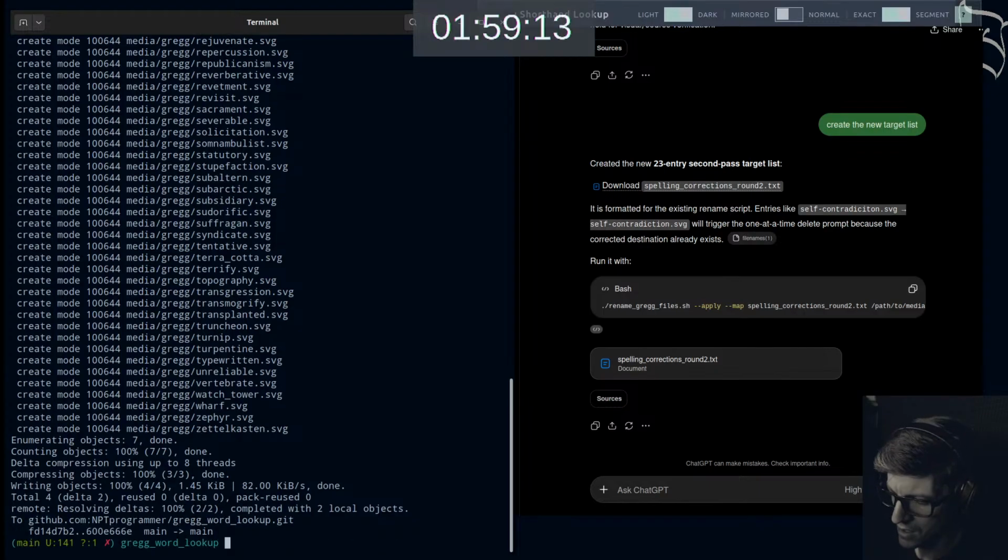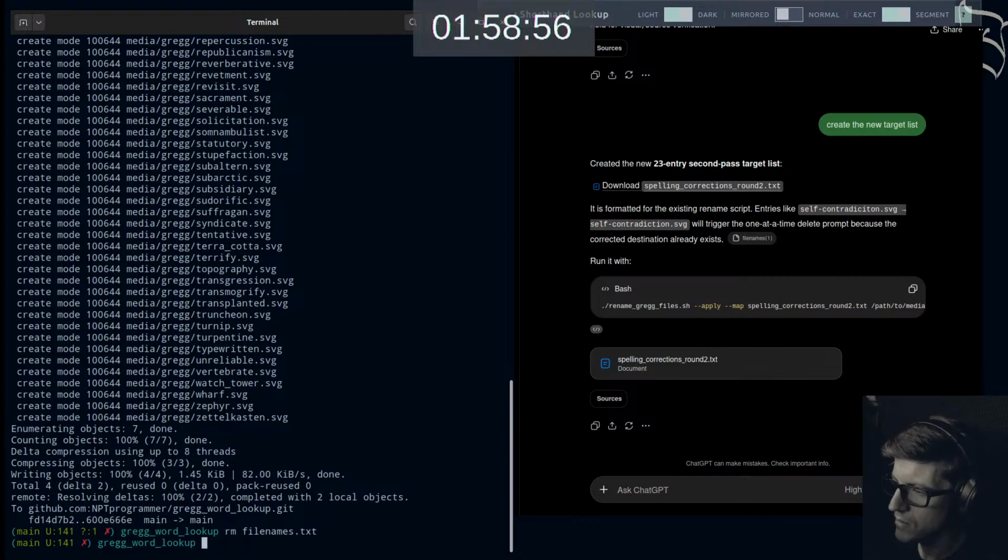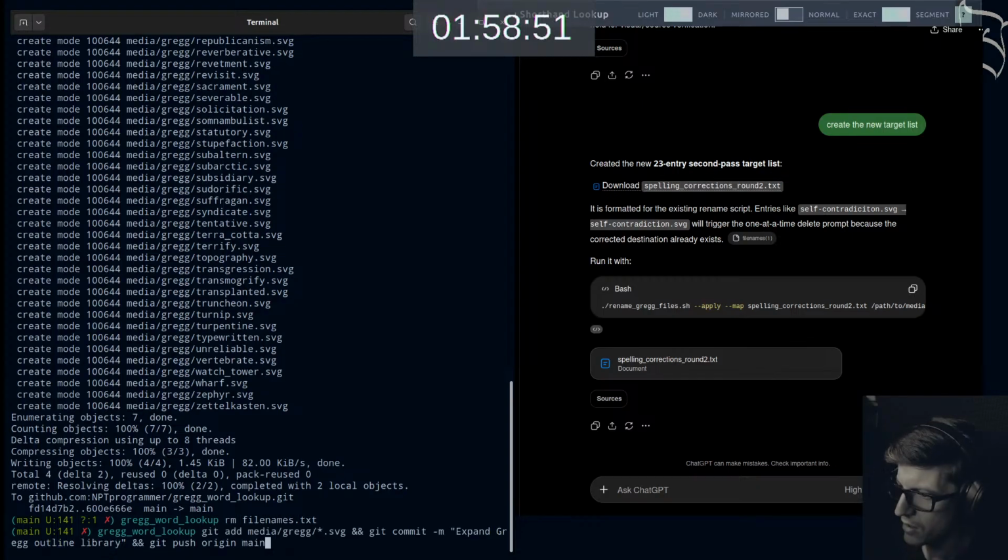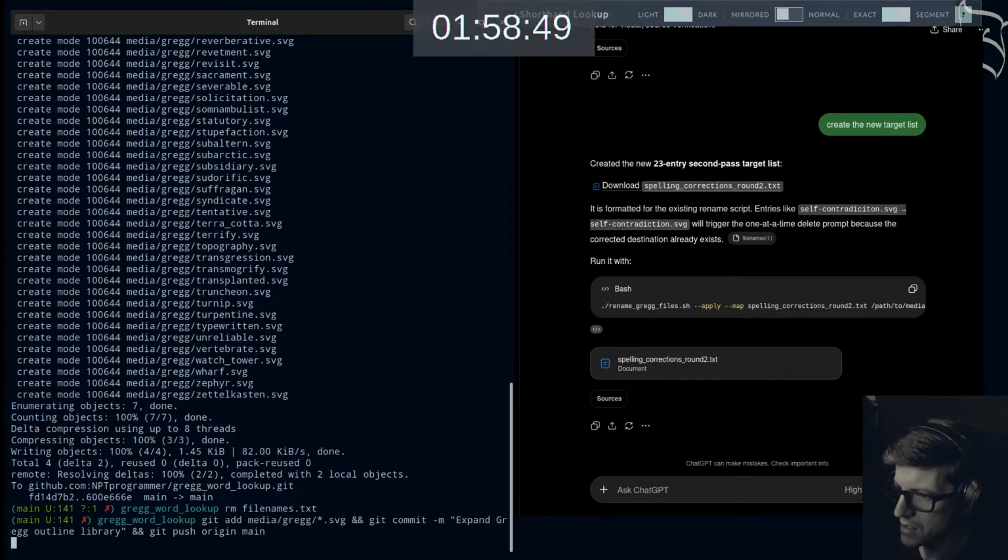All right. So it created all those changes for us. What I need to do is remove the file names. So we're going to remove file names.txt. Okay. And now let's go ahead and check and make sure that there aren't any extra changes that need to occur. Anything that needs to be deleted.